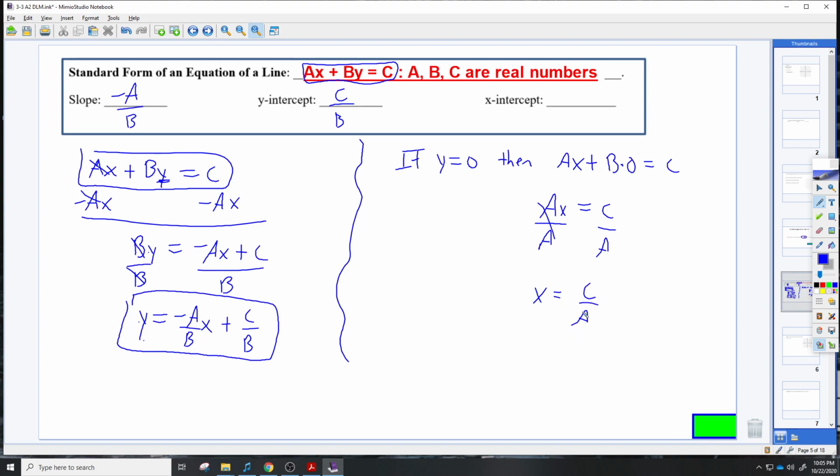C over a is going to be the x-intercept. And why is it the x-intercept? Because we used 0 for the y value, which means we're at the x-axis. So this would be c over a.